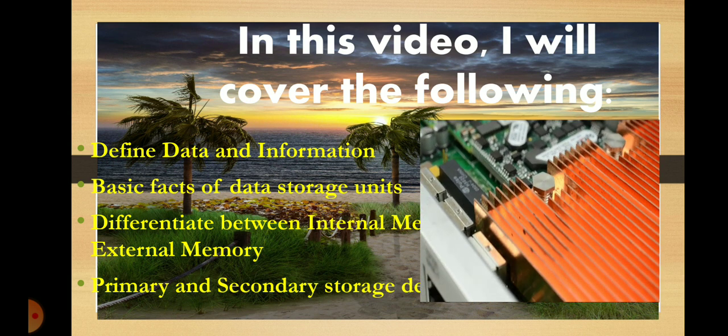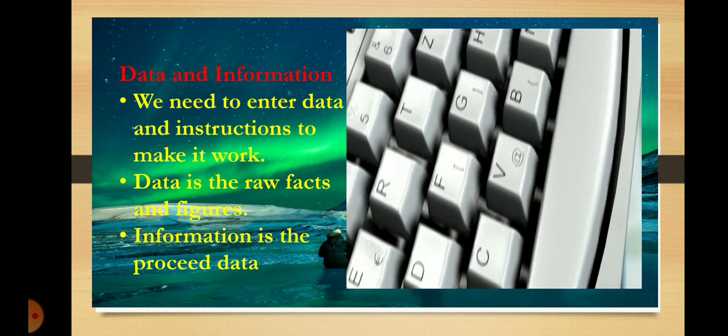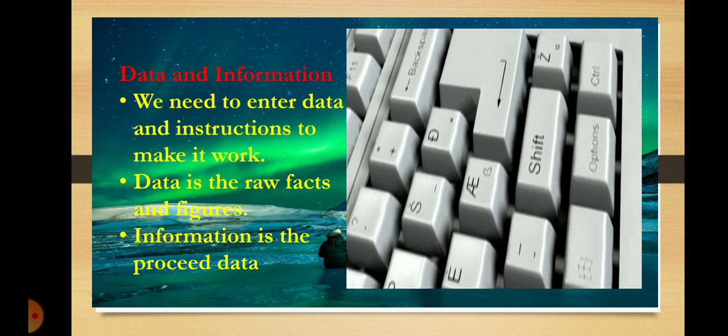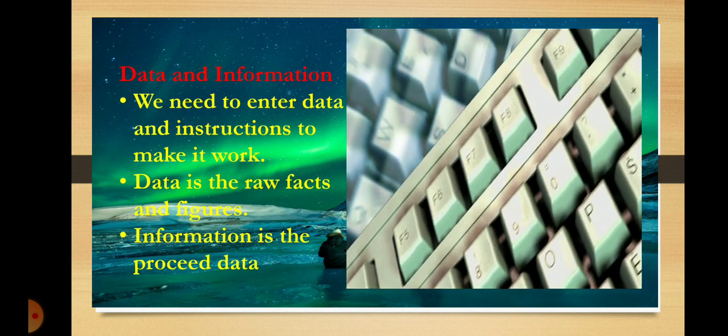Now let us start the chapter. Data and information. Students, you know that computer is a machine. Computer does not understand the language that we speak. It means computer has its own language, and the language of computers is known as computer languages. Computer language is totally different from the human language. Computer language consists of zeros and ones, and the language formed with zeros and ones is also known as binary language.